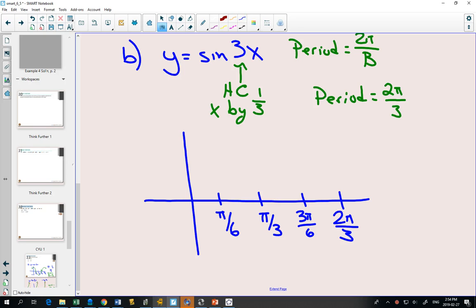Here, the number in front is still a 1, so our amplitude is 1, so we can label our maximums at 1, our minimums at -1. Where does the sine graph start? In the middle going up. Up, middle, minimum, middle, add your arrowheads, and we've got our graph.